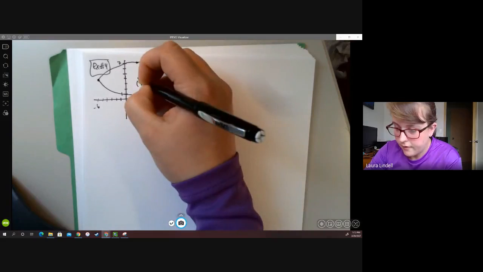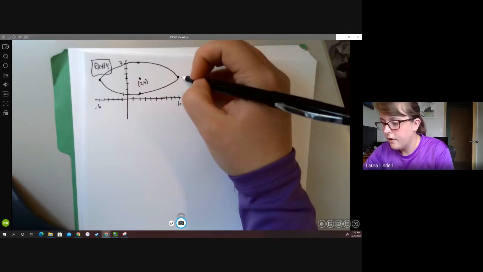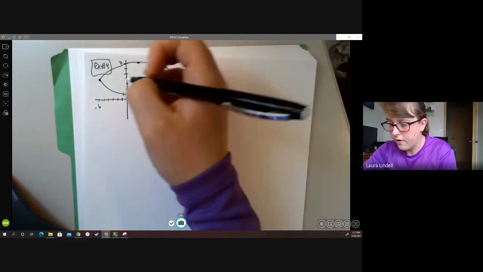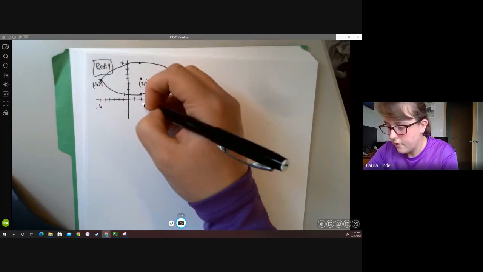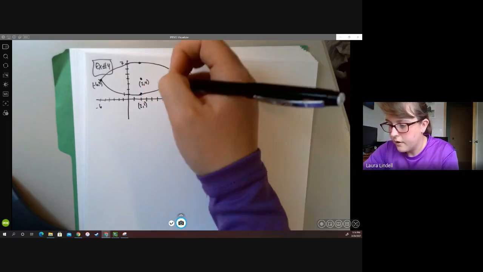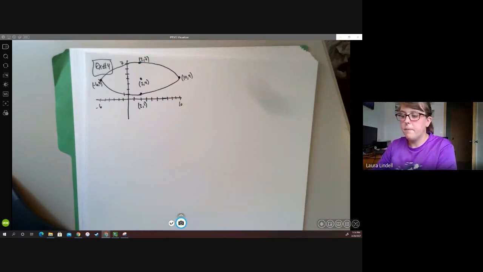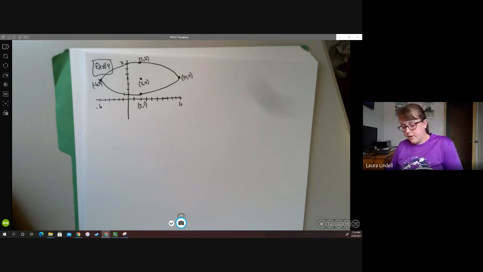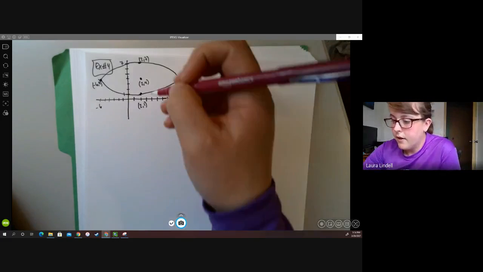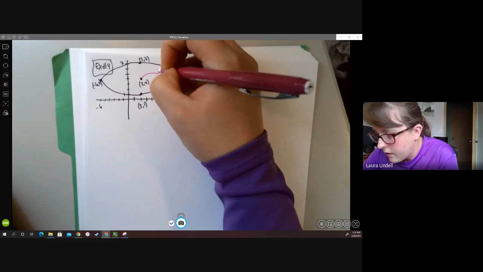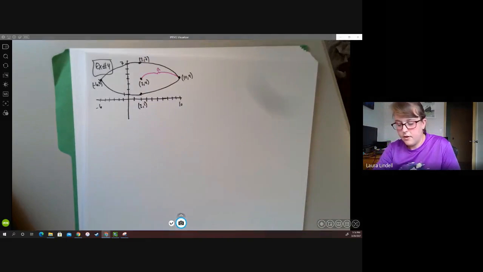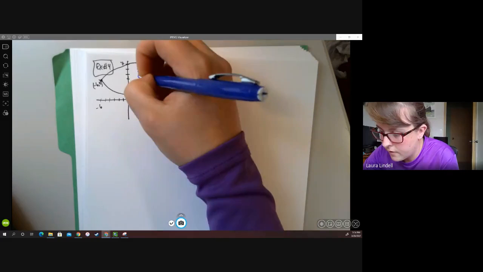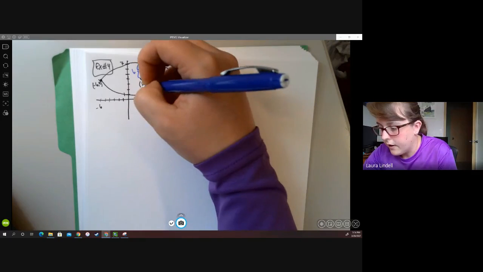The center is at 2, 4. This point is 10, 4, negative 6, 4, 2, 1, 2, 7. And we want to write the equation of this ellipse. And so doing it from a graph is actually even easier because all we need to find is h, k, a, and b. And we can find all of those just by looking at the graph. This distance here is a. This distance here is b. And these are h and k.